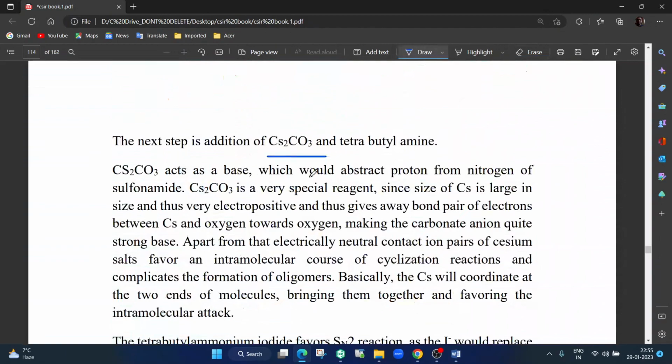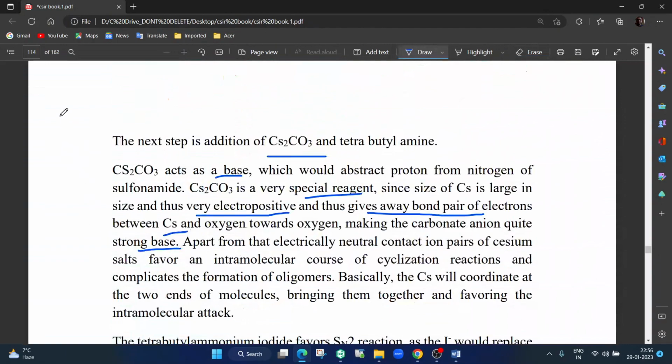Now the next step is cesium carbonate. As I was saying, it acts as a base. It is a very special reagent, and it is highly electropositive. What it does is give away the bond pair of electrons between cesium and oxygen towards oxygen, making the carbonate anion a quite strong base, right?